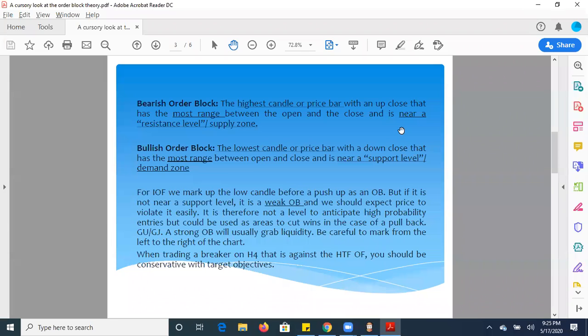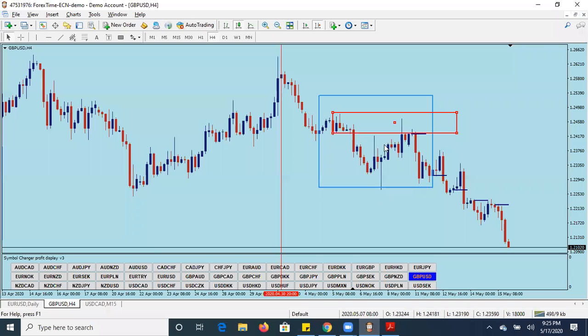So say we're going long, say we had a reason to go long here after price broke this order block and gave us what seemed to be a breaker on the 4 hours. We have to remember that the higher time frame is bearish, and our trade objective in terms of targets, TPs, should be conservative, because we're basically trading against the higher time frame order flow, right?